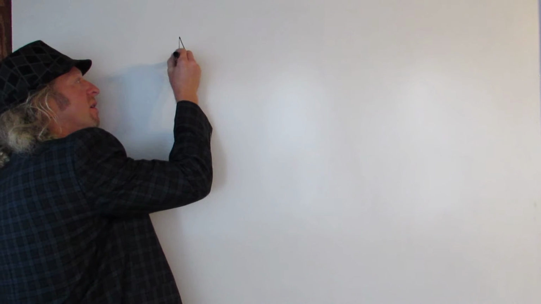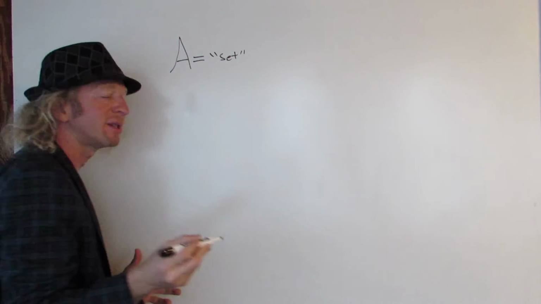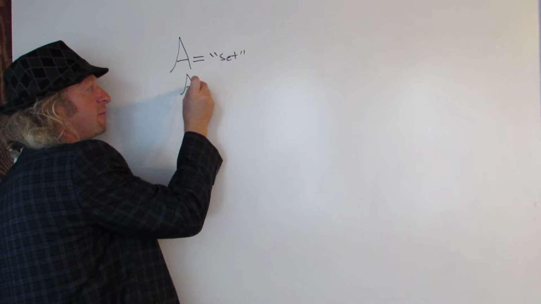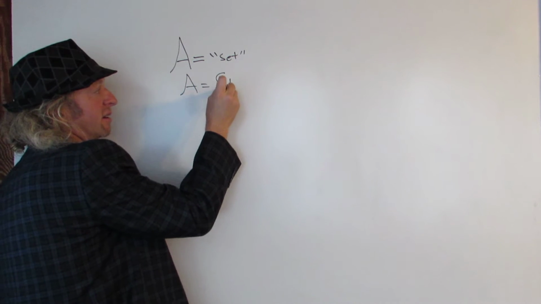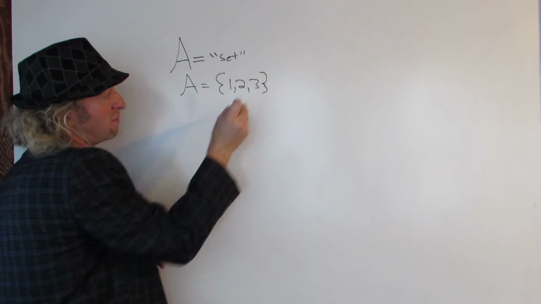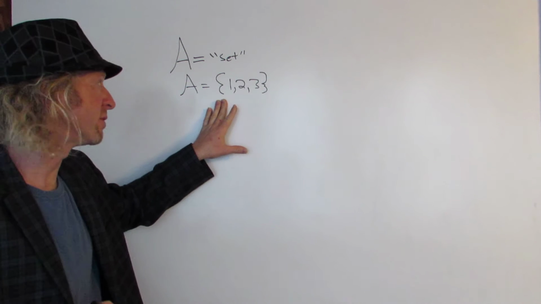So we're going to let A be a set. By definition, a set is a collection of objects. For example, we could have A, the set containing 1, 2, and 3. The objects in this case would be the numbers 1, 2, and 3. These are also called elements or members of the set.